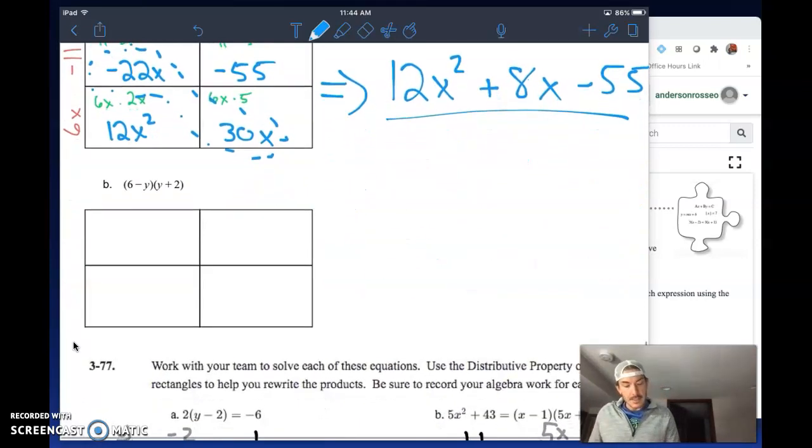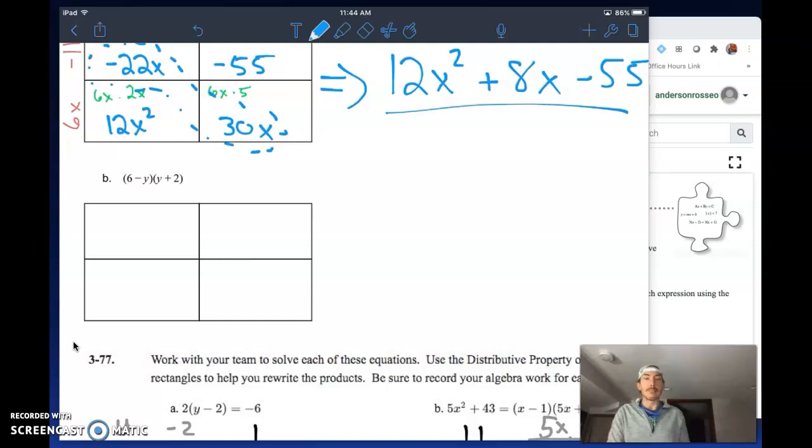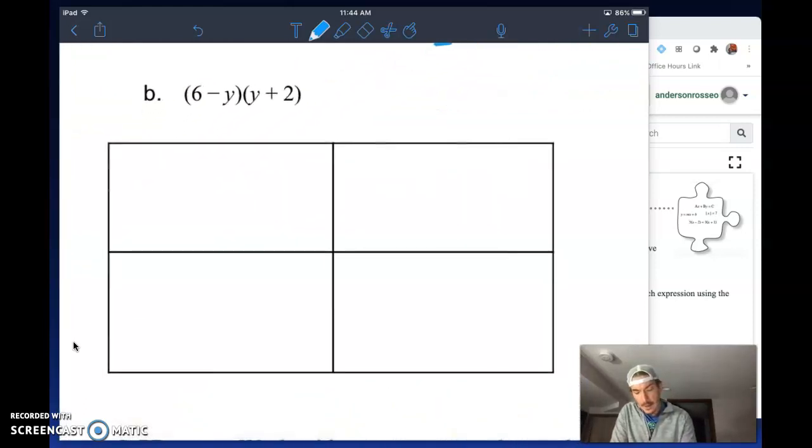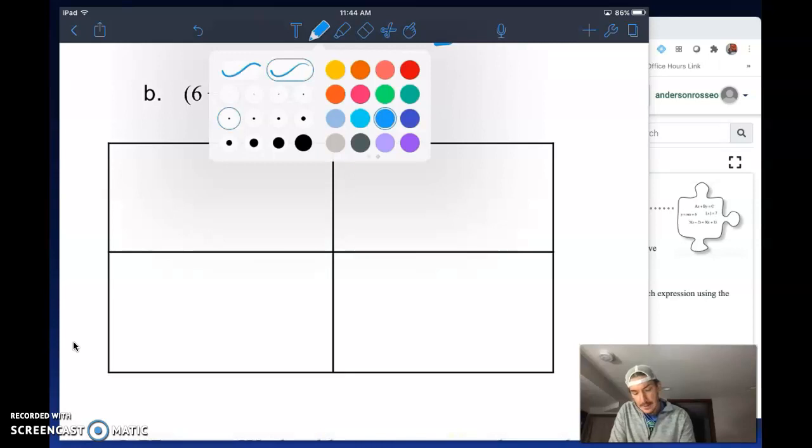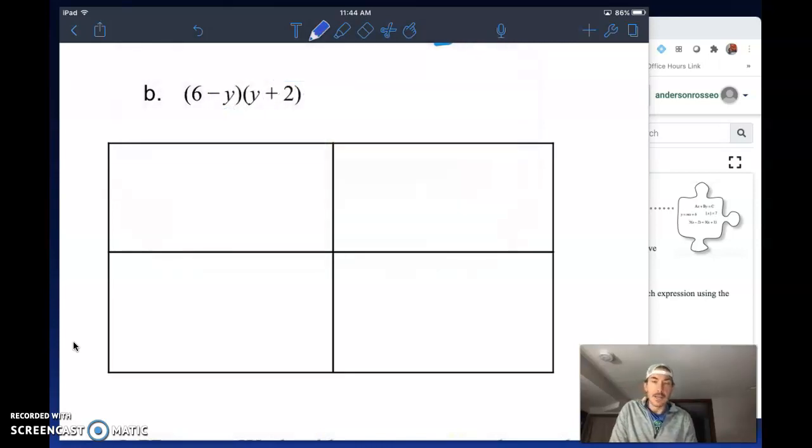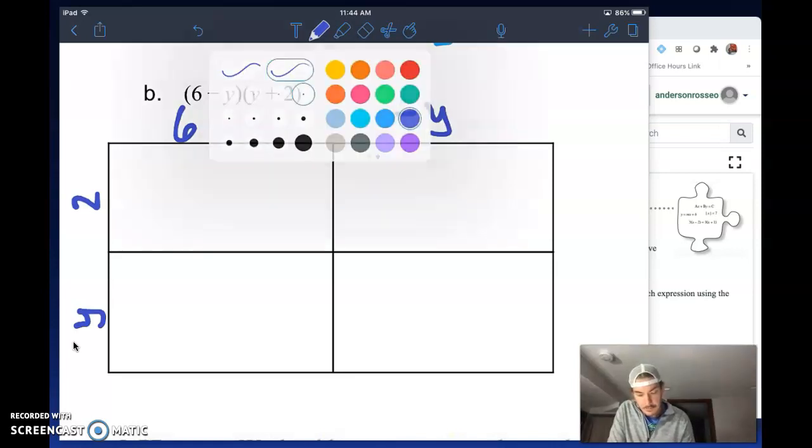Okay, one more of these things, and I'll show you both options on this one. If you need to back up, check that other one out, and you can pause and replay and so on. Just for the sake of doing things differently, I'll write the y and the 2 on this side. If you like, write the plus 2 in there, that's fine. Then I'll put the 6 and the negative y across the top. Now I'm going to show this multiplication.